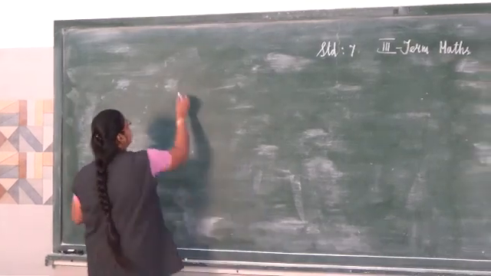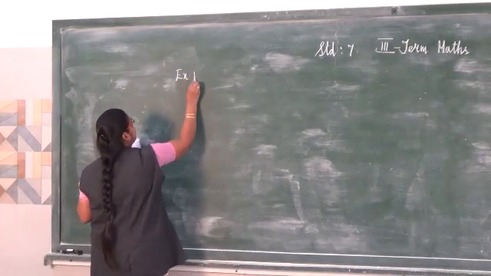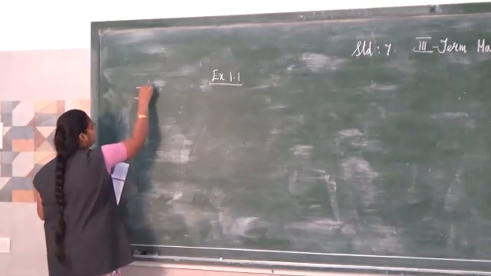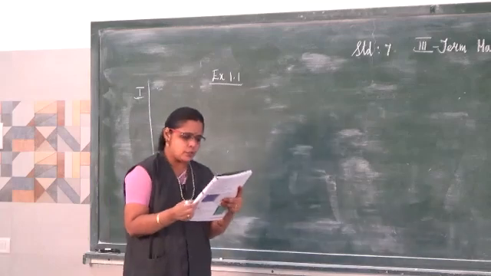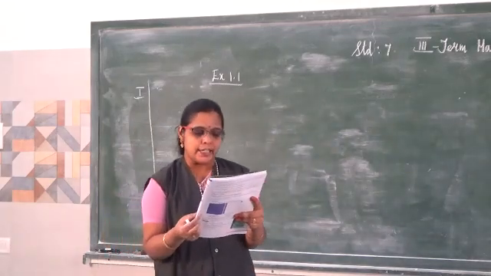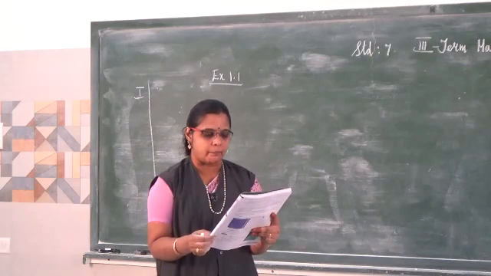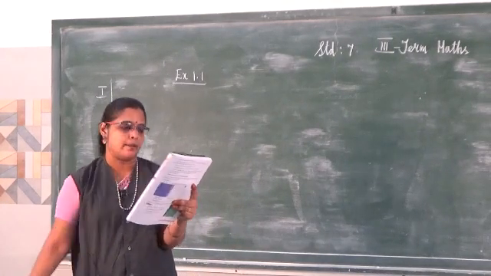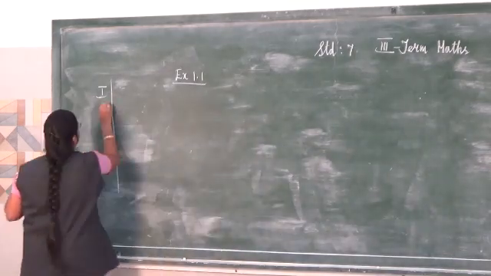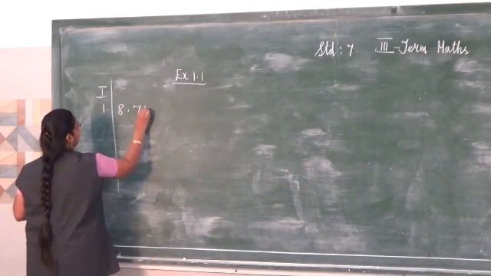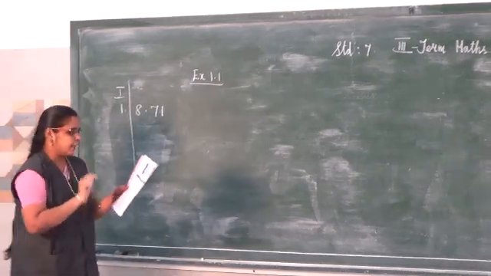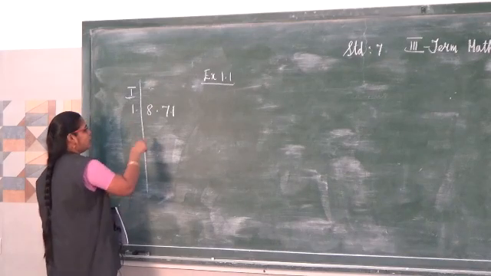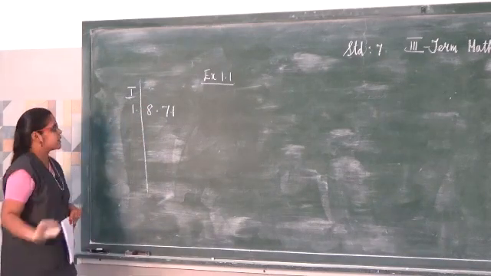Now take page number 4, exercise 1.1, first Roman number. Round each of the following decimals to the nearest whole number. Here they have given 8.71. So, which is the whole number part? We have to round to the whole number. That is the question they have asked.